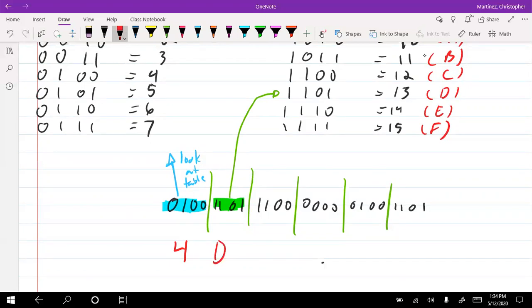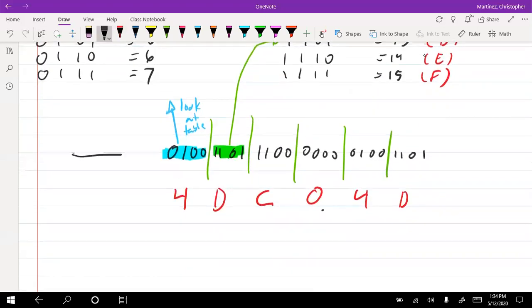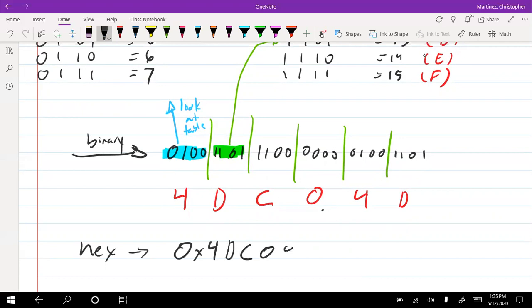Then we do the next one, 1100. That's the one right above. That's 12, or C. 0000, all zeros is 0. 0100, that was our first one. That was 4. And then 1101, again, that's a repeat, and that's D. So I have this item as binary. And then I can say, what is that representation as hex? It's 0x. And then I'm just going to write down these numbers: 4D, C0, 4D.